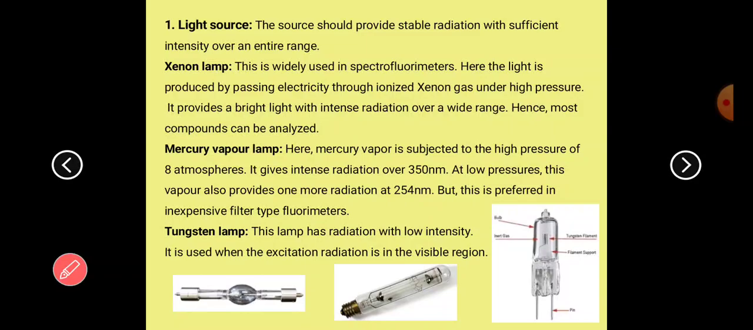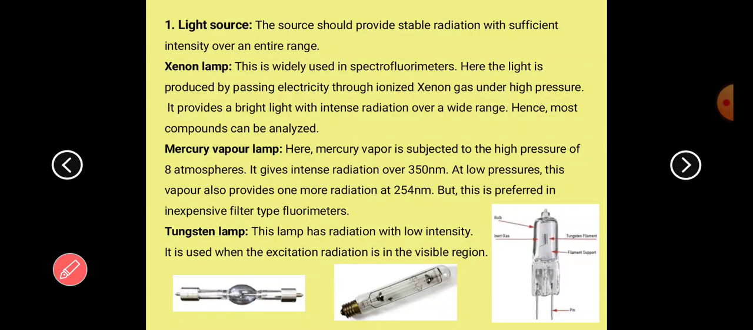Xenon lamp. This is widely used in spectrofluorimeters. In xenon lamp, the light is produced by passing electricity through ionized xenon gas under high pressure. It provides a bright light with intense radiation over a wide range. Hence, most compounds can be analyzed.